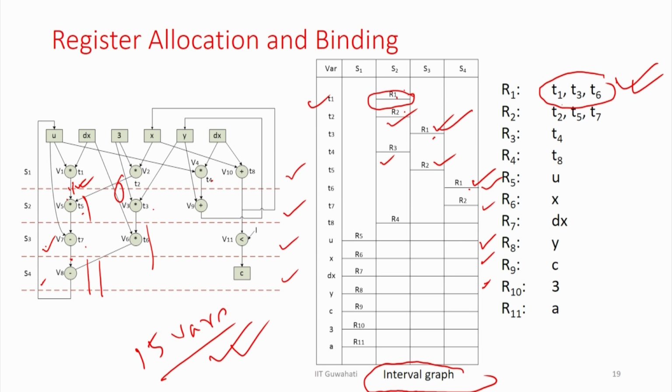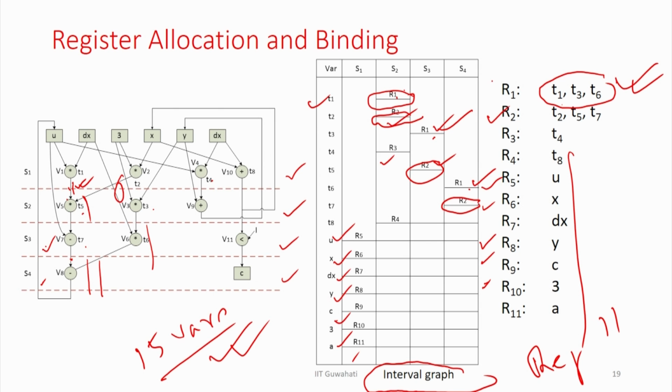Similarly, I can do this for R2: T2, T5 and T7 in a register R2. Other than that there is no other possibility, because all are overlapping. So, all these variables need dedicated registers. That is what I have done here. So, I need effectively 11 registers here for 15 variables. So, I have some saving, 4 registers I have shared.